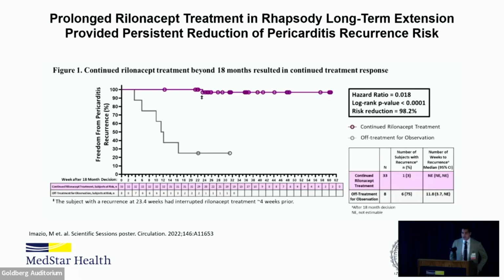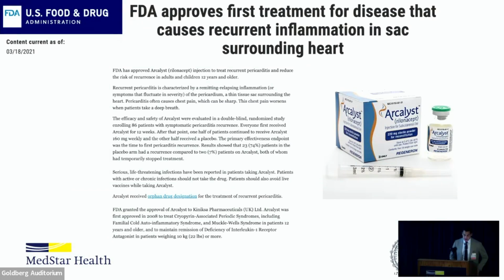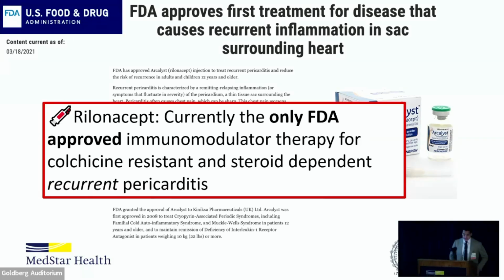So one question that I receive from patients and other clinicians all the time is, how long do you want these patients to be on rilonacept? We'd previously vaguely thought maybe 1 year would be sufficient, but prolonging their treatment to 18 months and beyond really increases your freedom from pericarditis recurrence. So this is highly important to recognize. And the FDA has approved it. This came out in 2021 after the RHAPSODY trial. So at this time, rilonacept is currently the only FDA-approved immune modulator in our armamentarium.